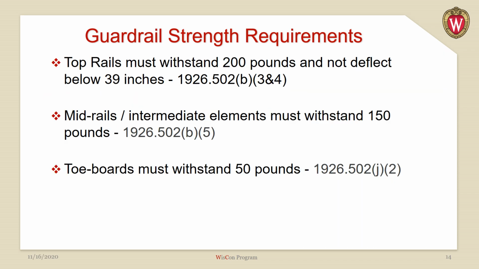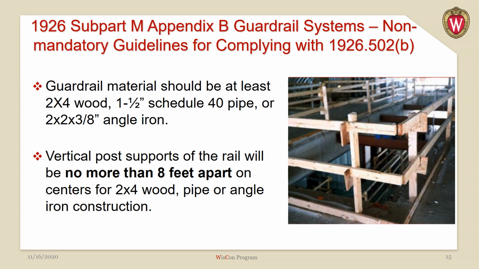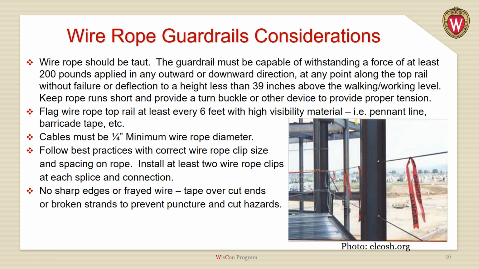Guardrail systems must be capable of withstanding without failure a force of at least 200 pounds applied in any outward or downward direction at any point along the top edge. Mid-rails must be capable of withstanding without failure a force of at least 150 pounds. Toe boards must be secured, fastened in place, capable of withstanding a force of 50 pounds applied in any direction. Subpart M Appendix B contains design and material selection guidelines to assist in complying with guardrail strength requirements. Guardrail system components selected and constructed in accordance with Appendix B will be deemed to meet the strength requirements.